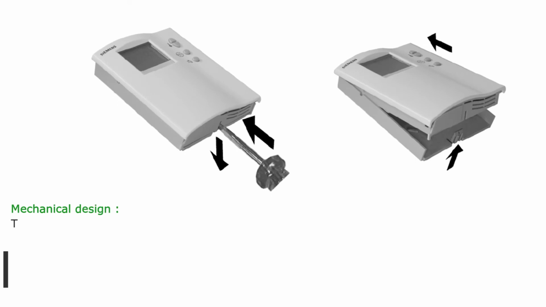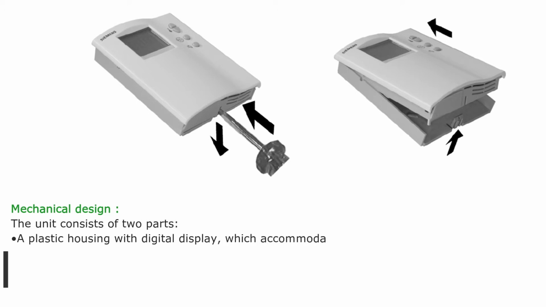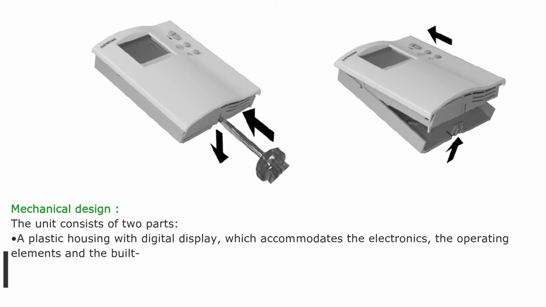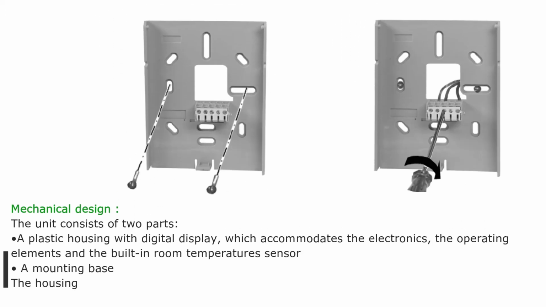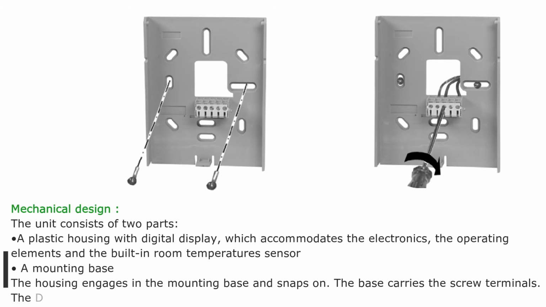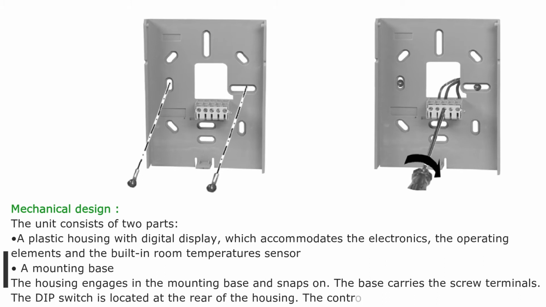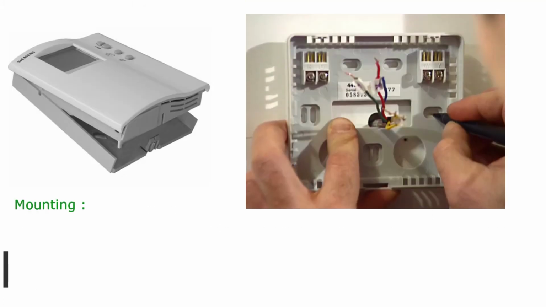Mechanical design. The unit consists of two parts. A plastic housing with digital display, which accommodates the electronics, the operating elements and the built-in room temperature sensor. A mounting base. The housing engages in the mounting base and snaps on. The base carries the screw terminals. The DIP switch is located at the rear of the housing. The controller is maintenance-free.